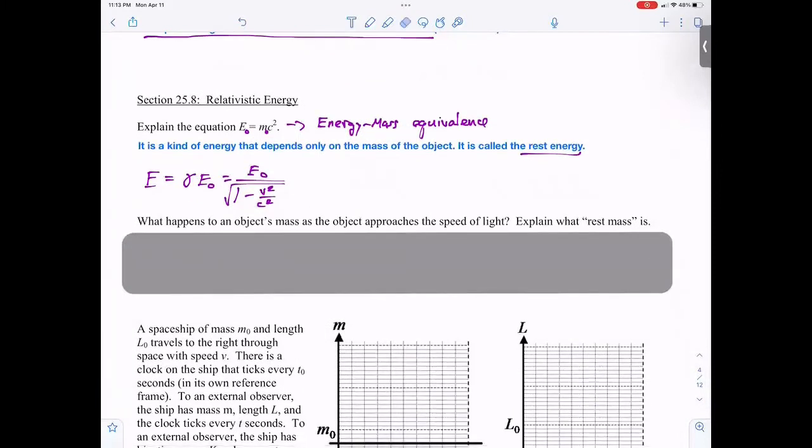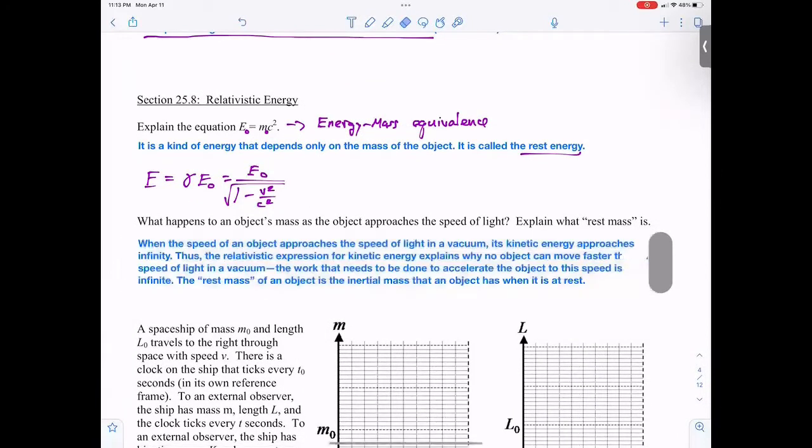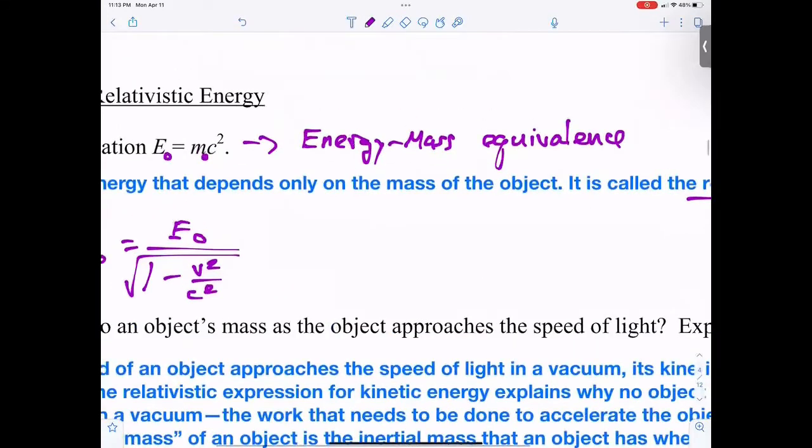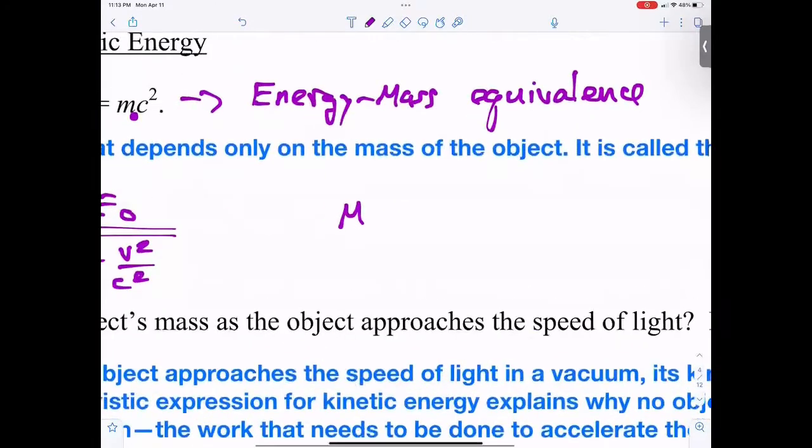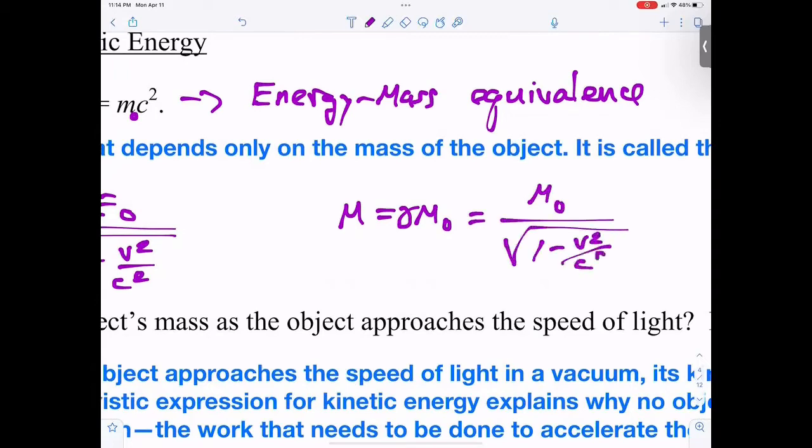What happens to an object's mass as it approaches the speed of light? Same idea. As an object approaches the speed of light, the mass becomes relativistic mass, not Newtonian mass. Newtonian mass is for slow speeds or no speed. Relativistic mass is for speeds approaching the speed of light. Relativistic mass is gamma times the rest mass, or the rest mass over the square root of 1 minus v squared over c squared.